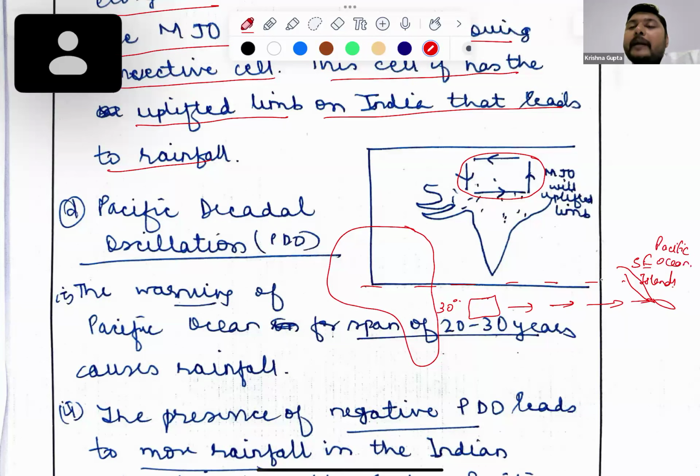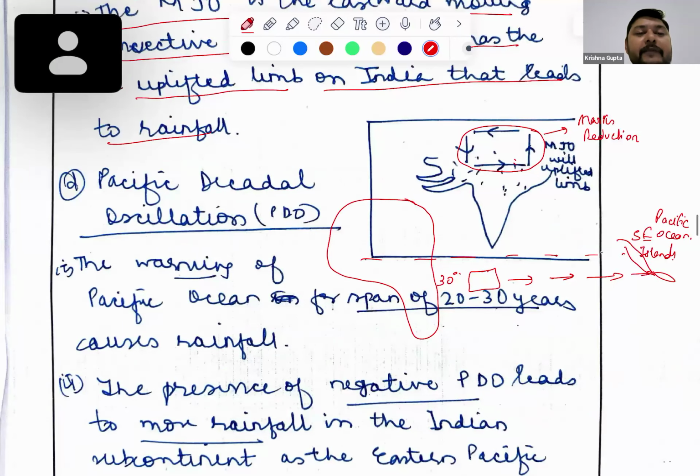So we cannot draw Madden-Julian oscillation here. It will result in a wrong location, which means marks reduction. It will actually impact the marks because this is a very basic part here.